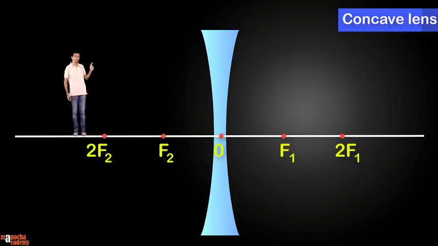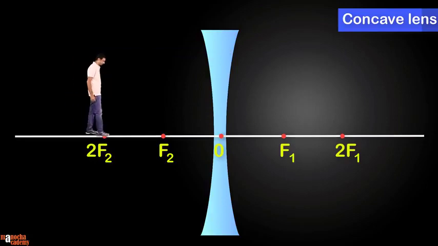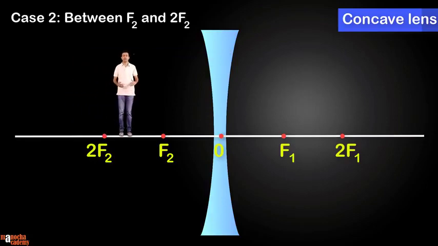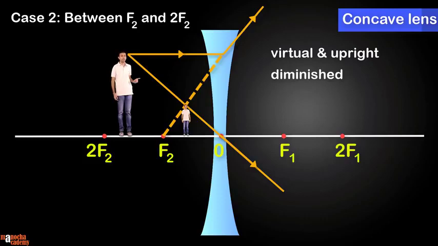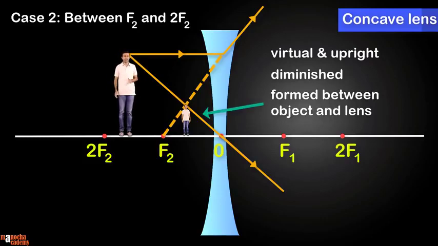Now let me walk closer to the lens. If we draw the ray diagram, can you see that we get the image having the similar properties? The image is virtual and upright. The image is diminished and it's formed between the object and the lens. In fact, the concave lens is the easy one in the syllabus because no matter where the object is placed, the image properties will always be the same. But remember, the convex lens had many different cases based on the location of the object.